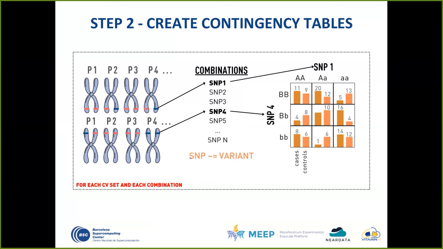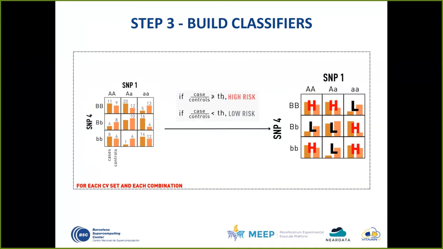Just for your knowledge, when we say SNP, it is quite similar to variant; this is the position of the variant. And just for notation, these are equivalent. And we build the tables using the cases and controls. The threshold that I already explained to you, just take into account that sometimes the data set is unbalanced. So if on the whole data set we have more cases than controls, this is not going to be 0.5, maybe 0.6, depending on the data that we are working with.